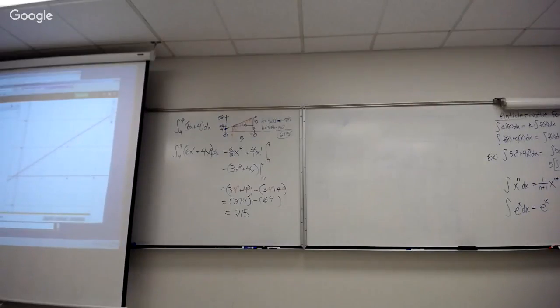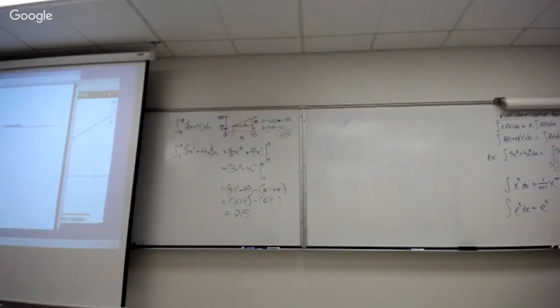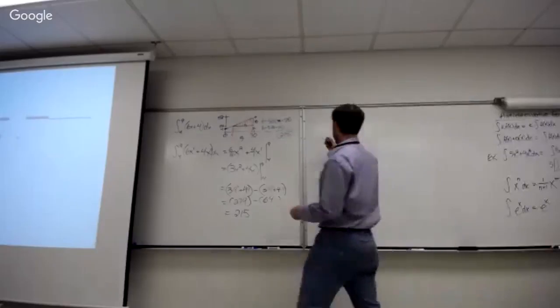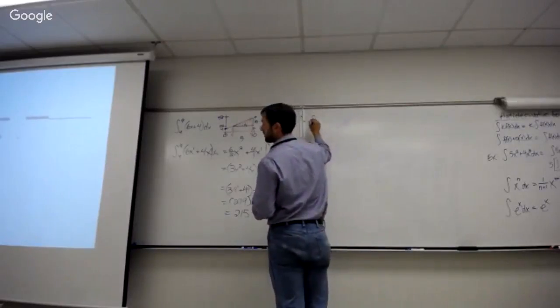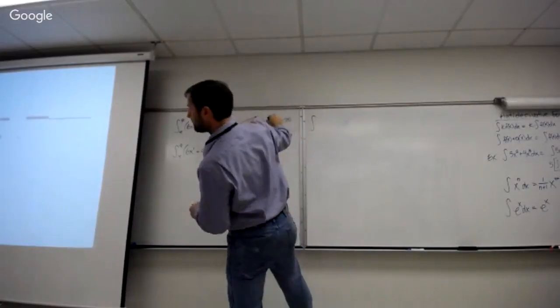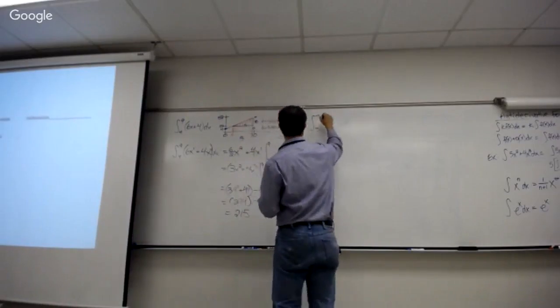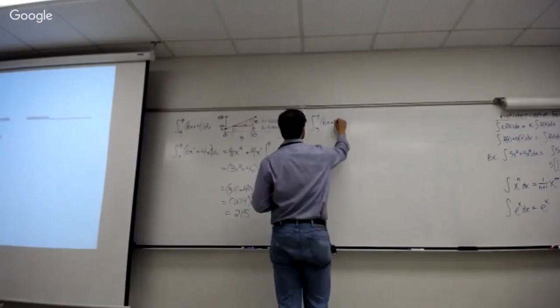All right, well, everybody, let's do the next one. We don't have to draw a picture of this one because it's a fairly similar problem. So we'll just do it directly. The integral from 3 to 7 of 6x plus 2 dx.